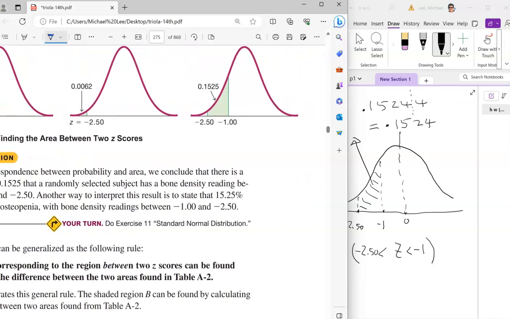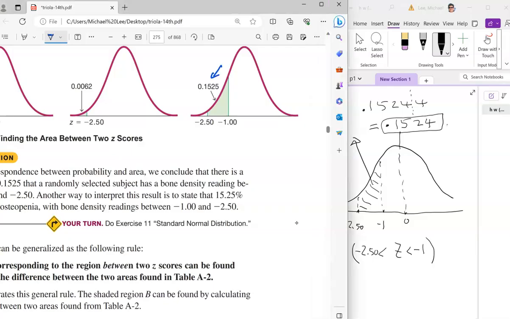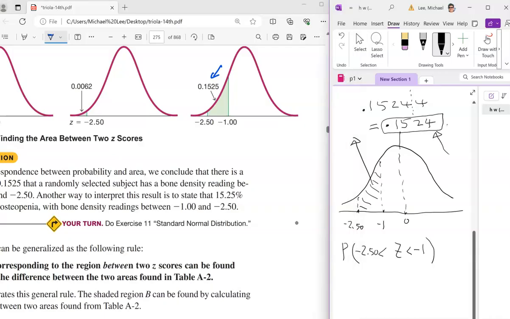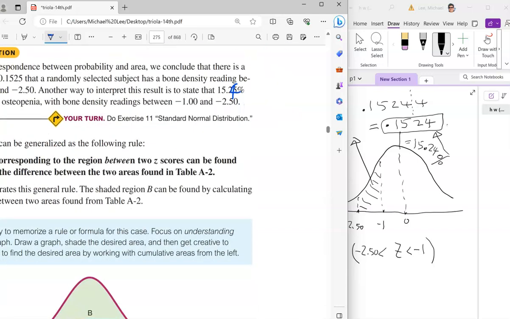There is a slight difference; this number is the better number because we use the calculator. The table one is rounded, so maybe something is slightly different, but in the test it will be this number. In percent it will be 15.24%.